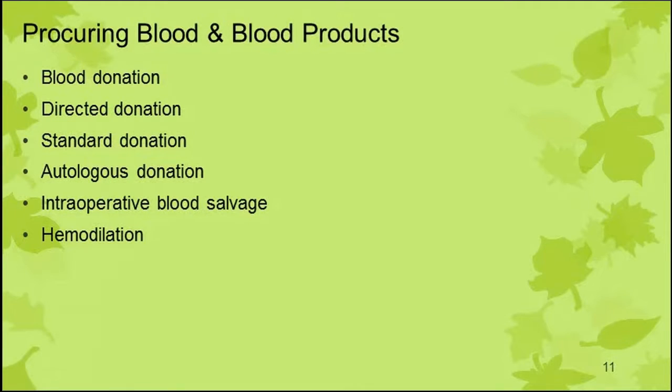Patients who received blood donations prior to 1985 have a much greater risk of acquiring HIV, hepatitis B and C, because we did not screen blood products and blood donation as strictly before 1985 as we do now. The different types of donation: directed, standard, autologous blood, intraoperative blood salvage. We're going to talk about all of that stuff. We're not going to talk about hemodilution, so scratch that off your list.